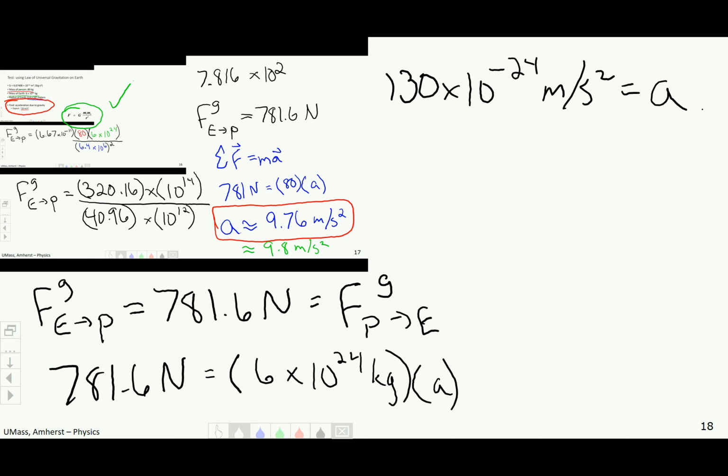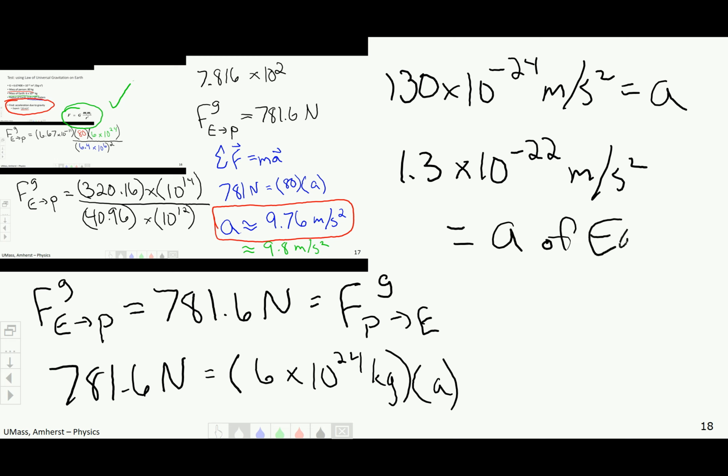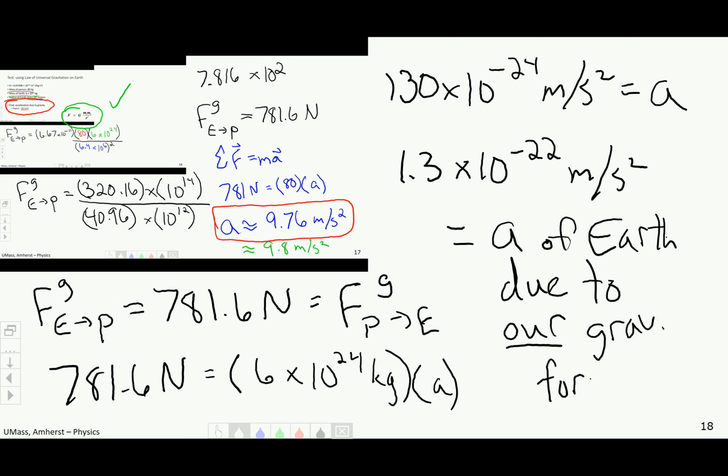So what do we get? We got around 1.3 times 10 to the negative 22nd meters per second squared as the acceleration of the Earth due to our gravitational force. So the gravitational force that you exert on Earth causes an acceleration of 1.3 times 10 to the negative 22nd meters per second squared. So that's why we don't exactly see the Earth rushing up to greet us when we jump.